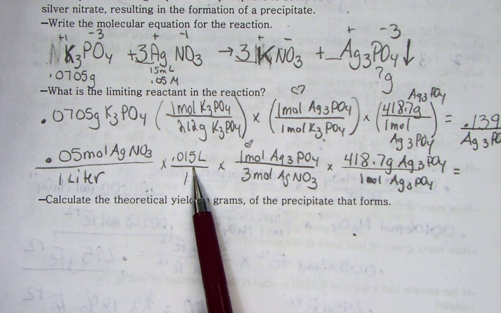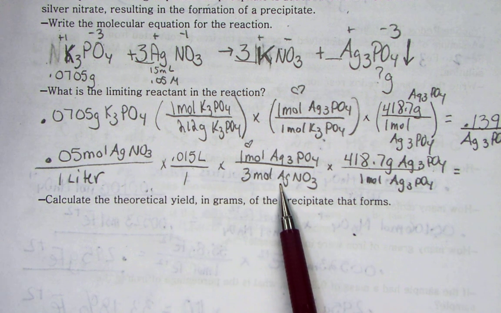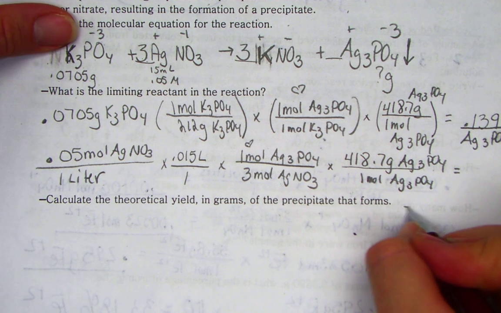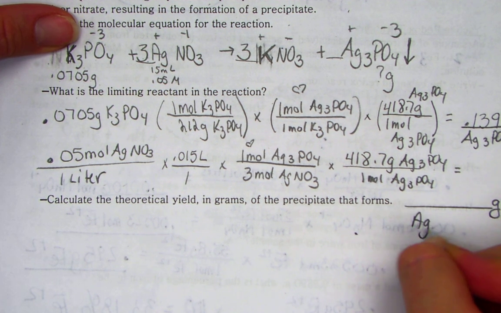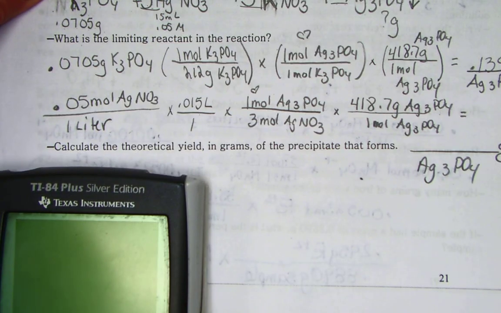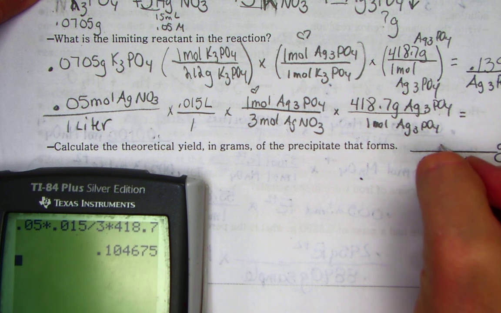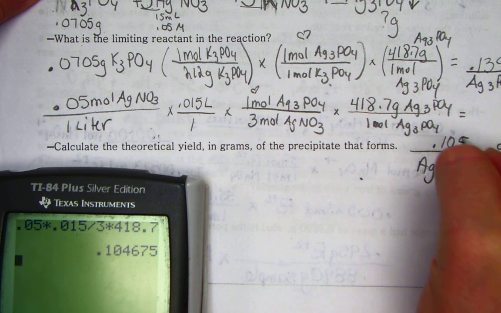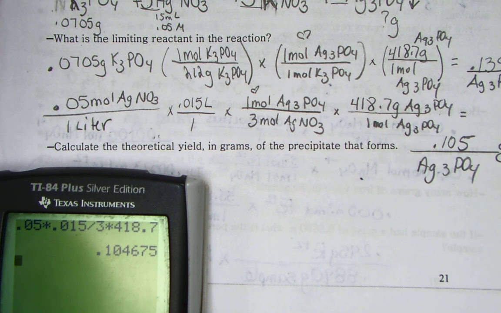Molarity times liters of silver nitrate gets us to moles. A want over given ratio times the molar mass. Let's solve for the grams of silver phosphate from the silver nitrate. 0.5 times 0.015 is molarity times volume. The ratio of 1/3 times our molar mass of 418.7. 0.105 grams of silver phosphate.